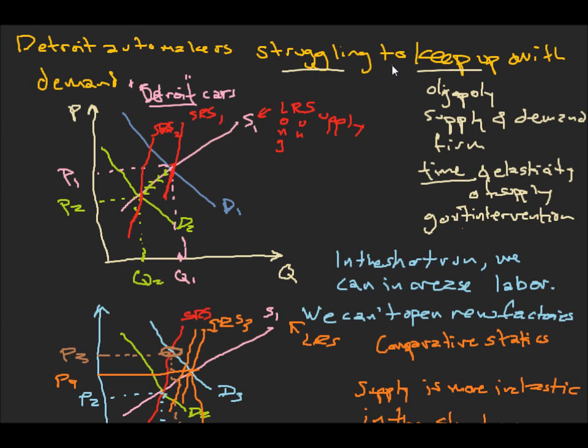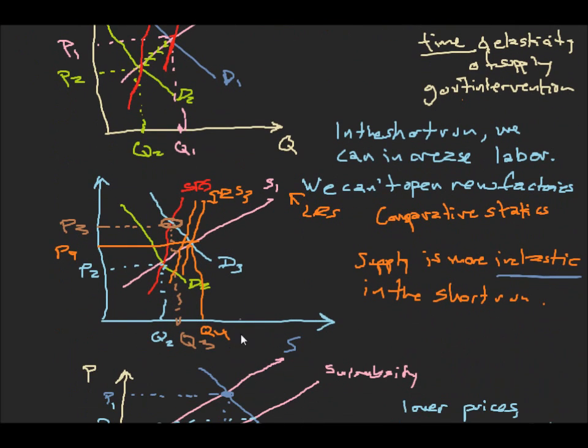Detroit automakers are struggling to keep up with demand. They're trying to build and open factories, and it's going to take them a little while because supply is more inelastic in the short run. And so what will happen is the quantity went down, the quantity is going to go back up, but first prices are going to rise. Prices should fall after that as the output capacity expands.